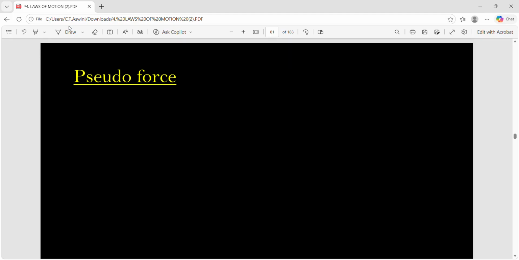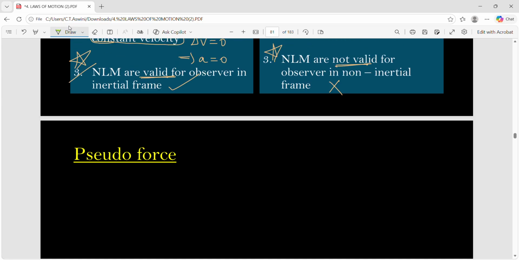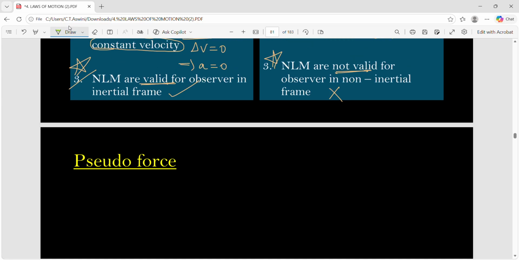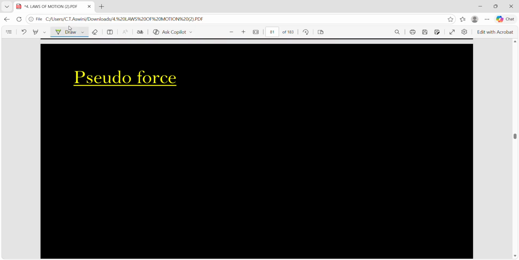Now, we'll see this pseudo force. You may get a doubt. You should get a doubt, actually. For an inertial frame of reference, Newton's laws are valid. There is no problem at all. We have seen a lot of problems in the previous classes, right? Taking F equals ma, we have seen a lot of problems. But if it is a non-inertial frame of reference, and Newton's laws are not valid, then how do we do the problems? What is the procedure? What is the methodology for simplifying the problems? So the answer is pseudo force.